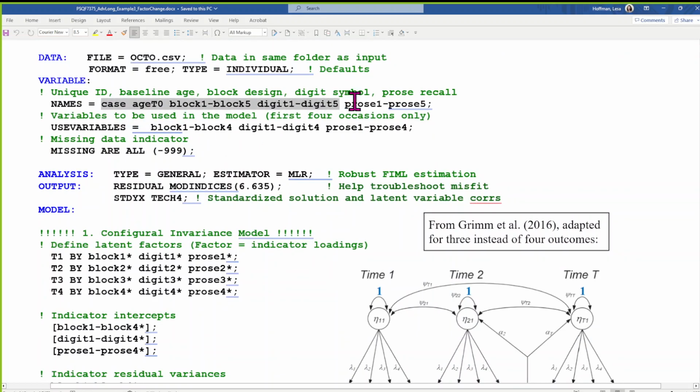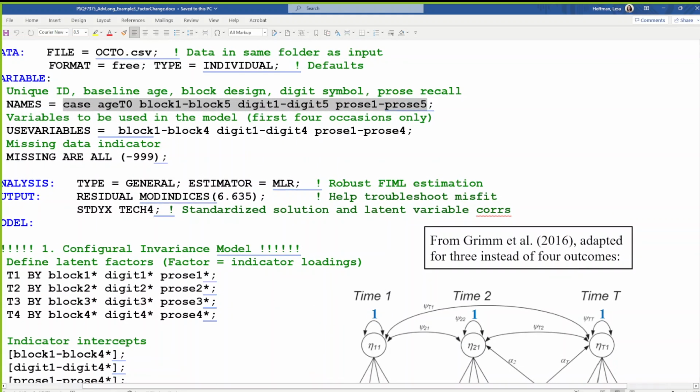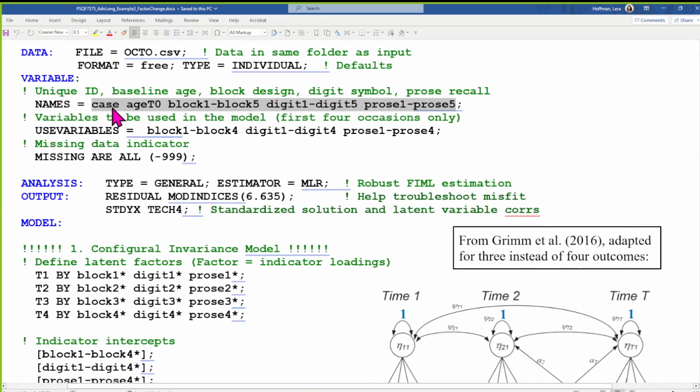So I have the names of the variables in my data set first. Case is my ID variable in this setup. I have age at time 0 because I was on the fence whether I wanted to include it, and eventually decided that since this handout is already 19 pages long, I didn't need to go there. I have block design measured from times 1 through 5, digit span 1 through 5, and prose 1 through 5, but then I ended up deciding to only use 4 occasions.